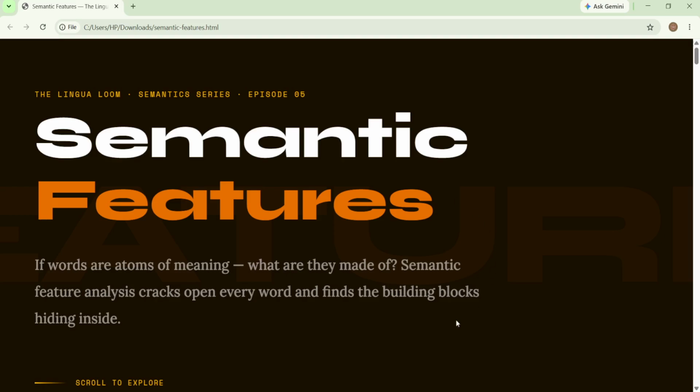So, if words are atoms of meaning, what are they made of? That's the basic question. Semantic feature analysis cracks open every word and finds the building blocks hiding inside. So this is the importance of semantic features.